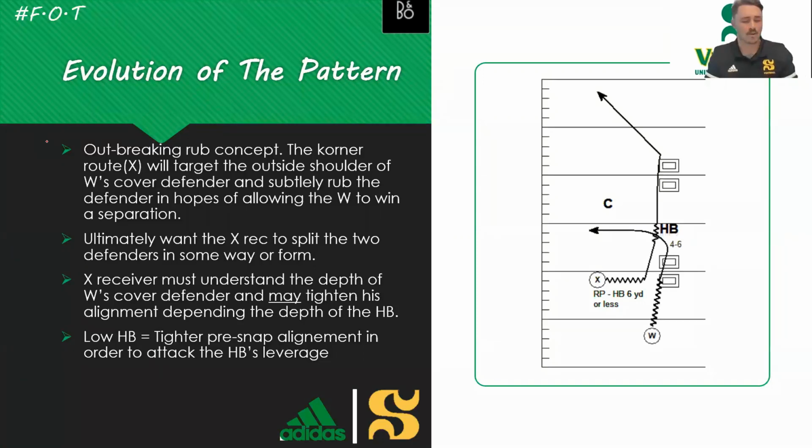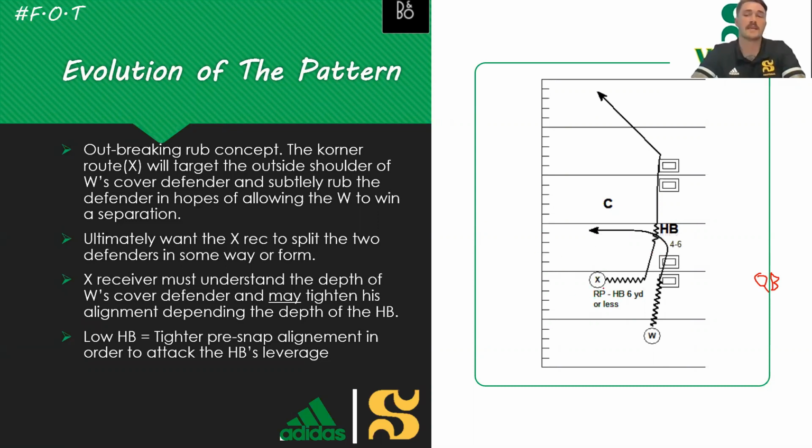I don't like to use a numerical system when I talk about routes. I give them more so names. I'm just going to call this concept right here a rub concept. Okay, we're going to focus primarily into the boundary. We're going to imagine that your quarterback is here to the right. Okay, this is an outbreaking rub concept.